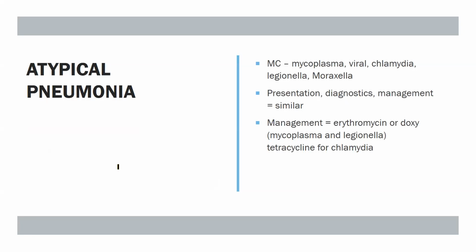So let's talk about atypical pneumonias. So we've got most common being mycoplasma. This is your walking pneumonia. There's also viral, which would be considered atypical, chlamydia, Legionella, and MOCA, which we already kind of talked about. Presentation and management is actually very similar to bacterial pneumonias, except it's just going to vary on what medications we use. So primarily we're going to use some azithromycin or doxycycline because we're suspecting that these bad actors are associated with this. And we can also use a tetracycline if we know that it's chlamydia.